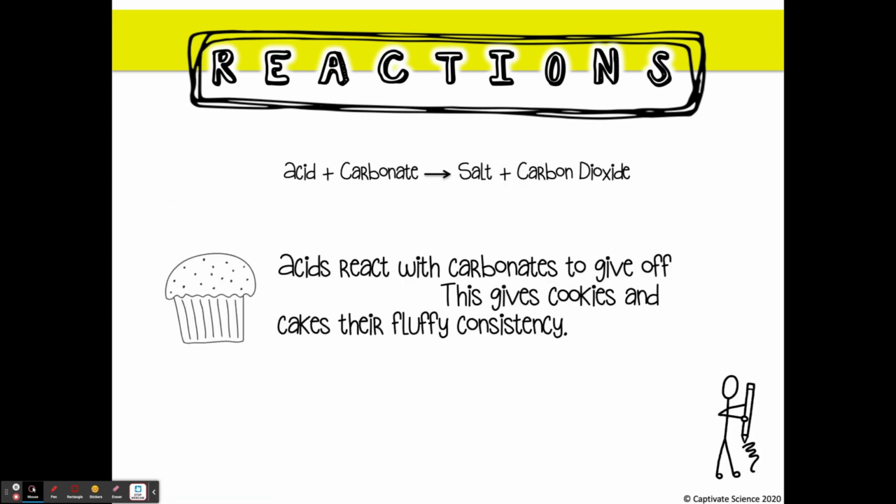Okay, all right, so an acid and a carbonate, you will get a salt and carbon dioxide. So acids react with a carbonate to give off carbon dioxide. This gives cookies and cakes their fluffy consistency. So, you know that they have to rise. When you bake cookies and cakes, they will rise because that carbon dioxide is being created to give it some fluff.